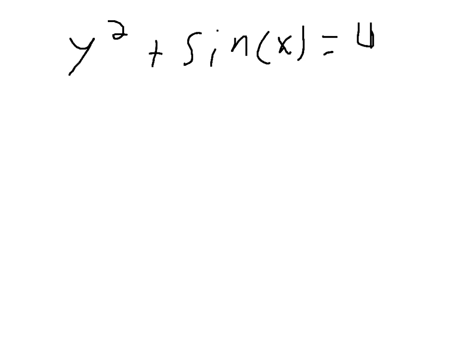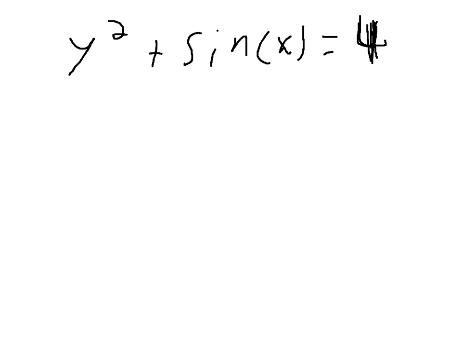Now we're going to show you a summary of implicit derivatives. So, an implicit equation is an equation that isn't solved for y. A good example of an equation will be y squared plus sine of x equals 4. So, this equation clearly isn't set up looking to solve for y.